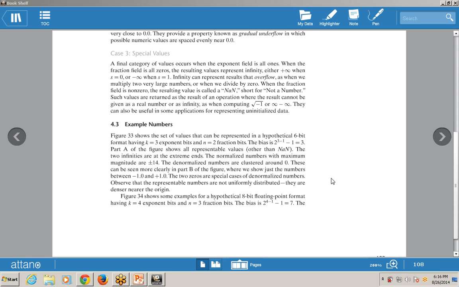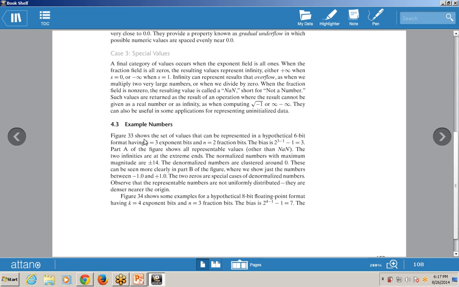So now let's start with the 4.3 topic, that is example numbers. This is nothing but examples of the numbers which I have told you about, like integer, arithmetic numbers, floating point numbers. So let's take this topic 4.3, example numbers.